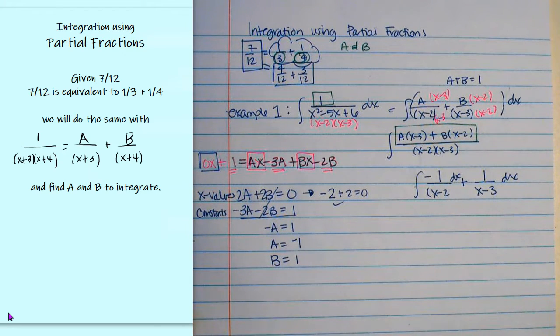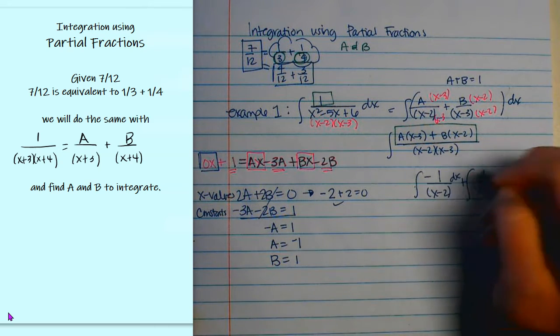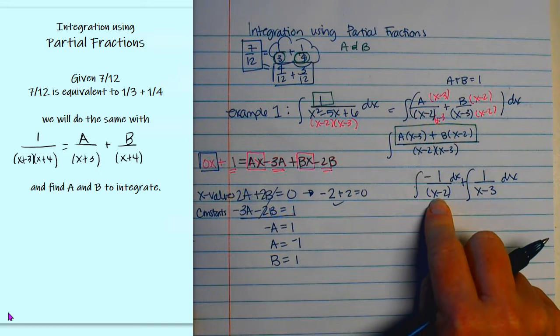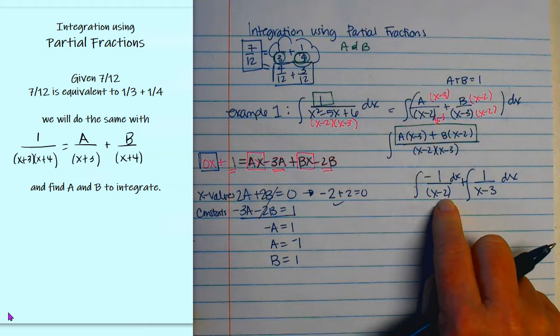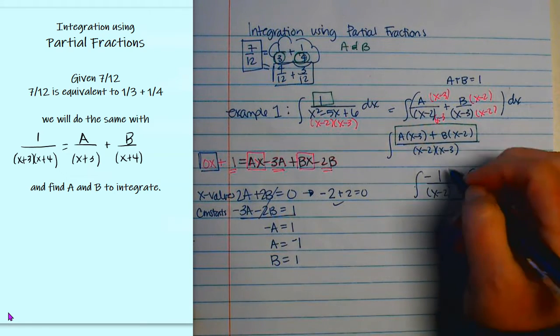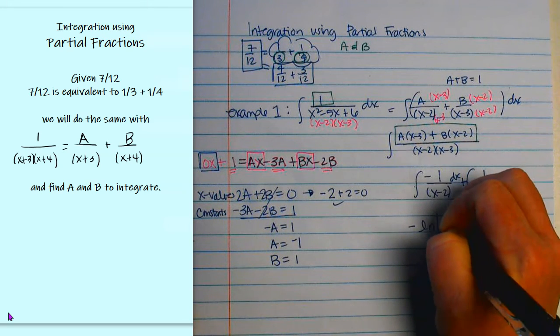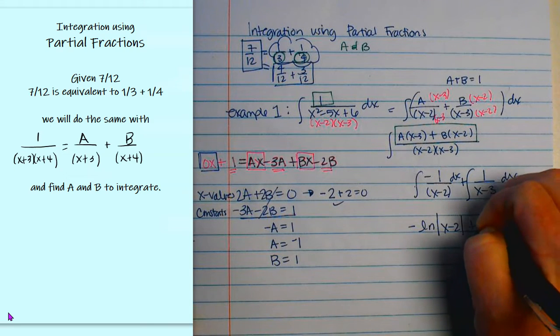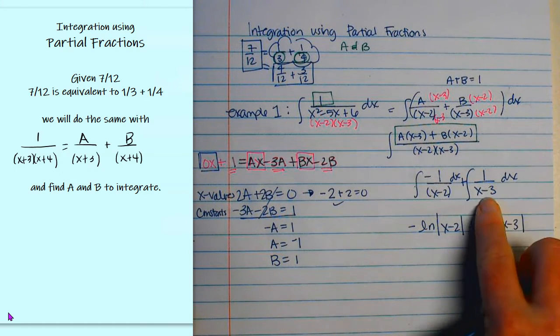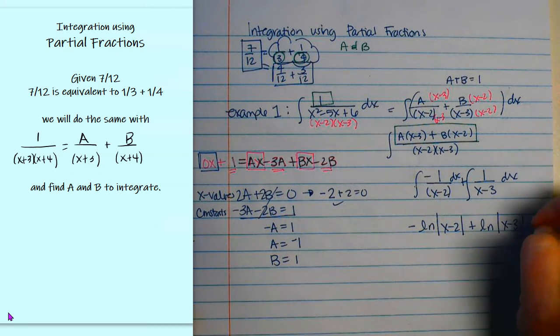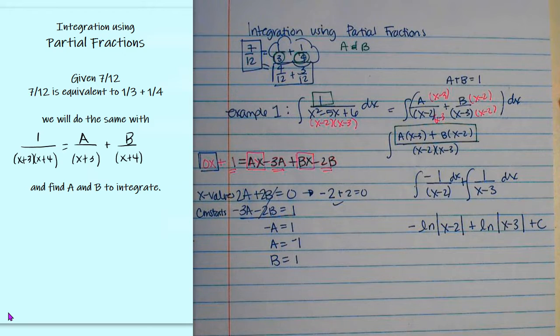Anyway, now we can integrate them separately very easily, because if this is u and its derivative is 1, this is just the natural log function. It has a chain rule, but it's not very interesting because this derivative is 1. So the antiderivative here is going to be negative natural log absolute value of x minus 2, plus the natural log of x minus 3. Again, this antiderivative is the natural log, and this doesn't have a derivative, so I don't need anything special here, plus c, and I have my final answer.